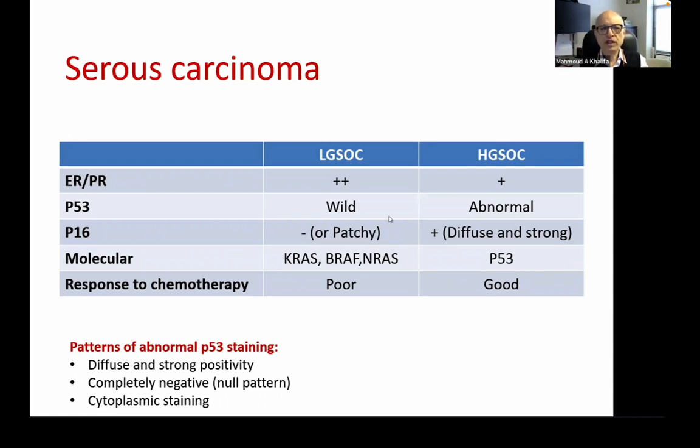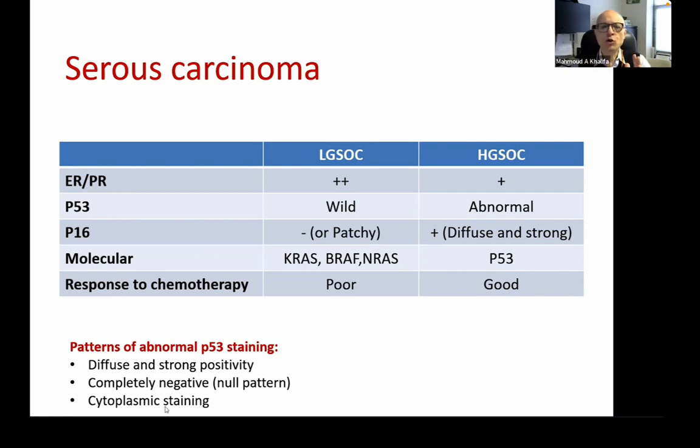And P53 is useful. I use P53 in this regard when there is debate. And I listed here the patterns of P53 abnormality. I don't know if you use these patterns or not. We all know that P53 is considered abnormal if it is diffuse and strongly positive. But if it is completely negative, that also is abnormal. It's called the null pattern. I'm sure you know that. So if you have some cells positive and some cells negative, that will be wild-type P53, and that is the normal P53.